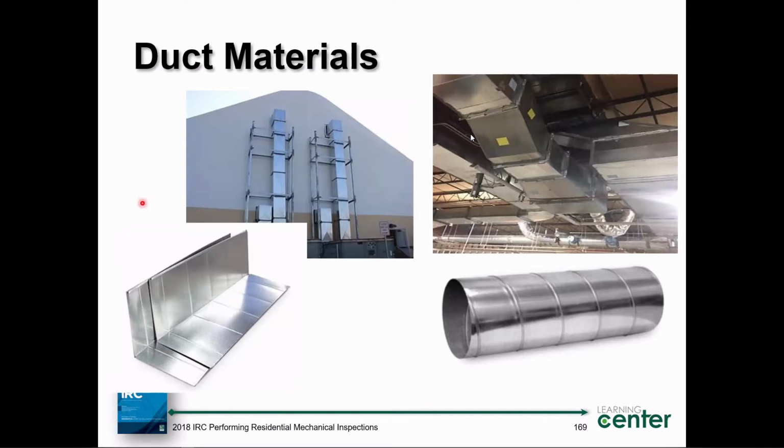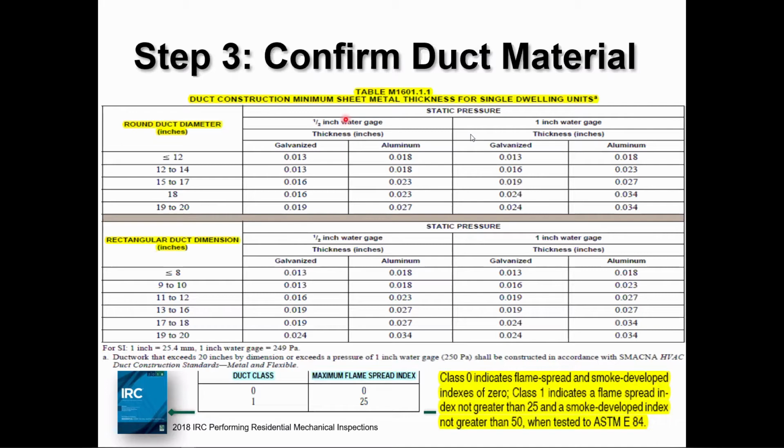Well, in residential, we have rectangular ducts that you could snap together like this here. We have round ducts. This one here is called a spiral duct. Normally we see these in exposed basements and things of that nature. What you do have in chapter 16 is this particular table here. Look at this table here.